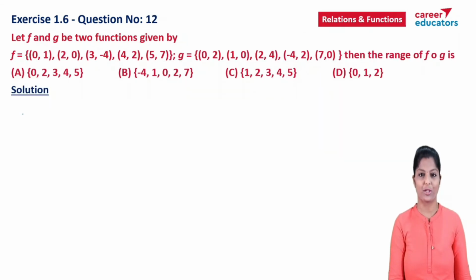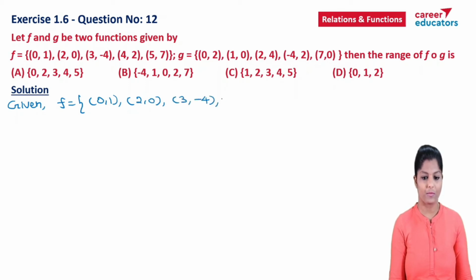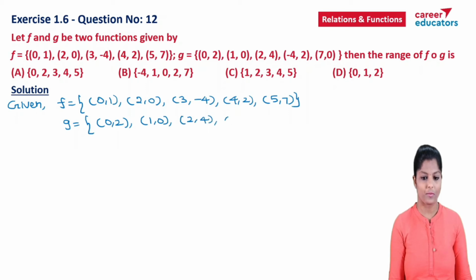Next, we are going to solve question number 12. Here, f and g are given. We have to find the value of range of f of g. Let's solve the problem. Given f equal to {(0, 1), (2, 0), (3, -4), (4, 2), (5, 7)}. Next, g equal to {(0, 2), (1, 0), (2, 4), (-4, 2), (7, 0)}. Next, we have to find range of f of g.